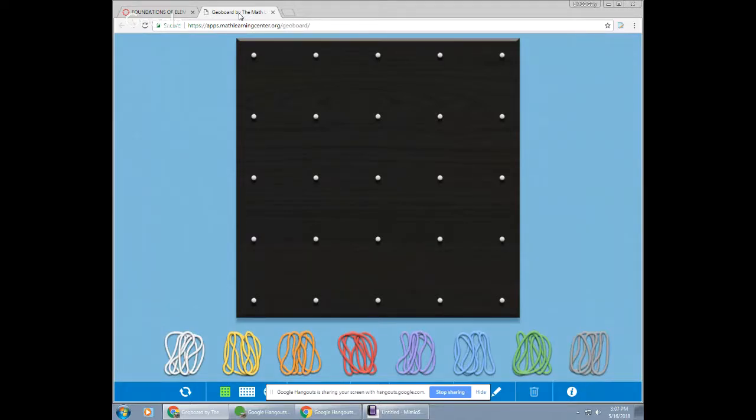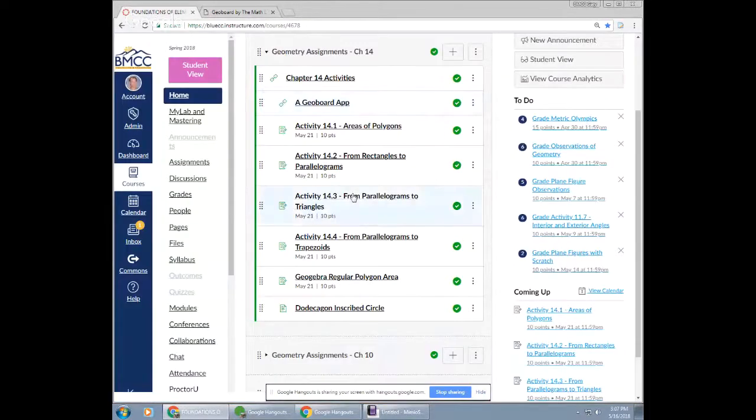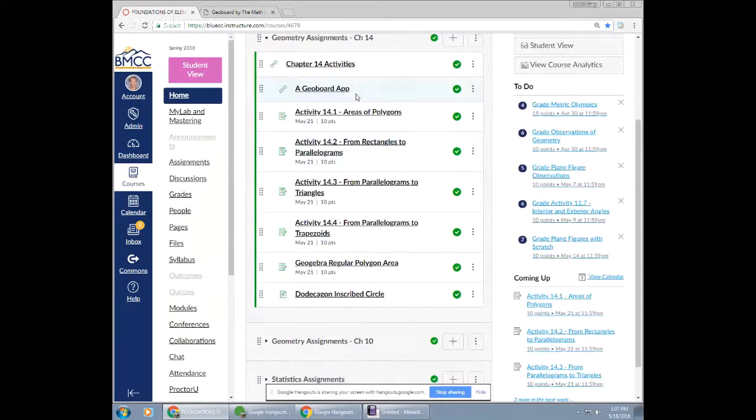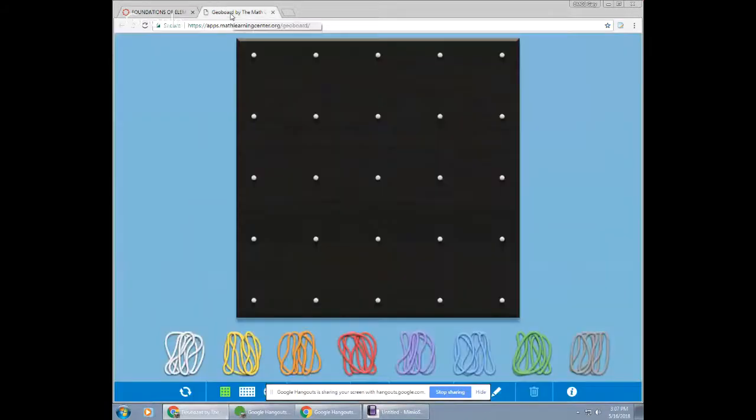Hello, Nicole. So if you haven't already noticed, Nicole, there's a whole bunch of stuff in our course, 2nd section from the top. And we are playing with the GeoBoard app right now, which will lead us into activity 14.1.